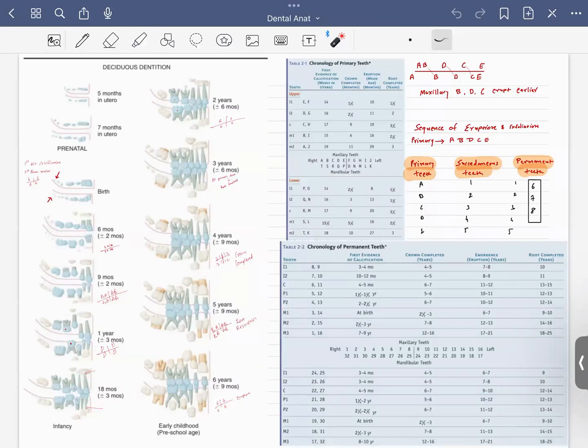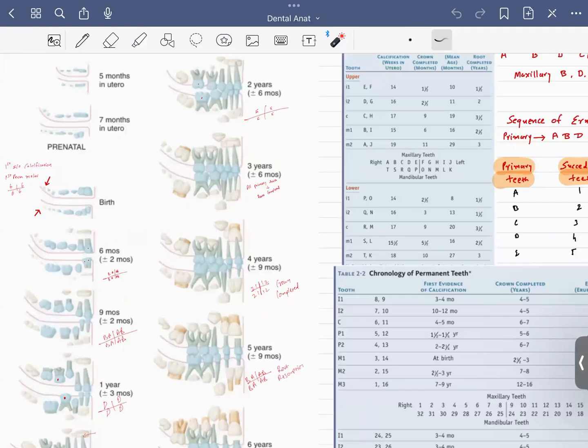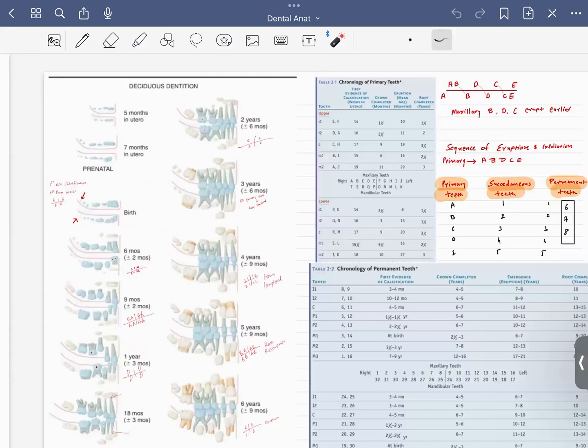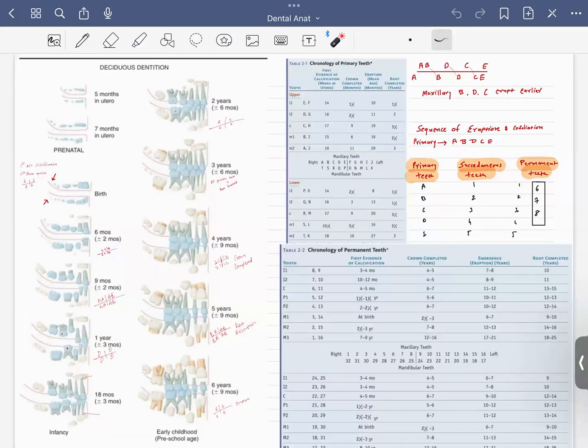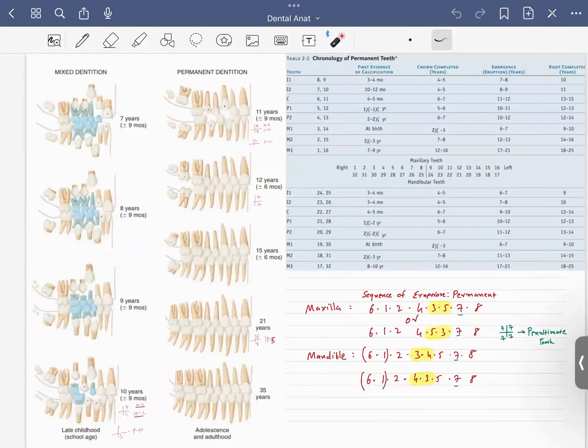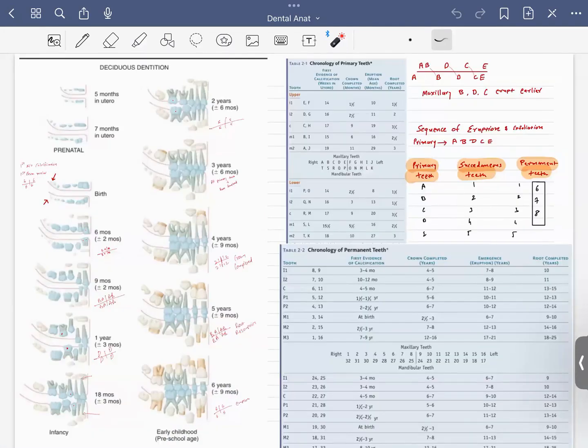For age estimation, image-based questions come to you, where based on the diagram, you'll be asked to identify or guess the patient's age. All right. So in this diagrammatical manner, we can divide the age group into prenatal dentition, the dentition during infancy, early childhood or preschool age group, late childhood, and adolescence. This way we can divide them into multiple age groups.